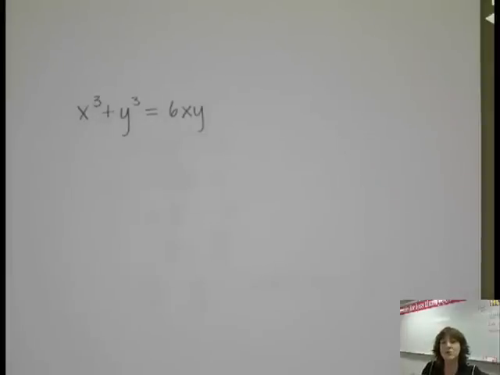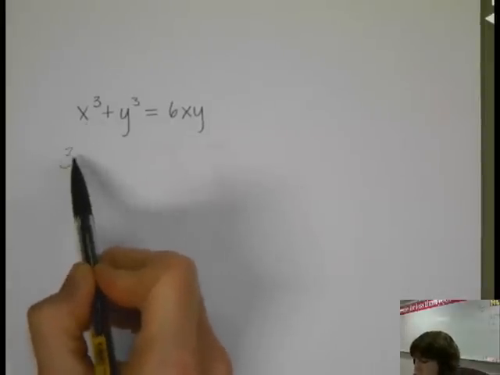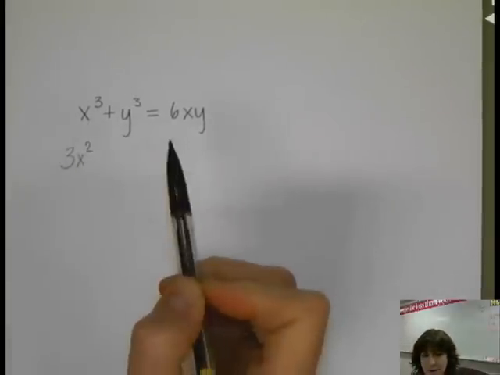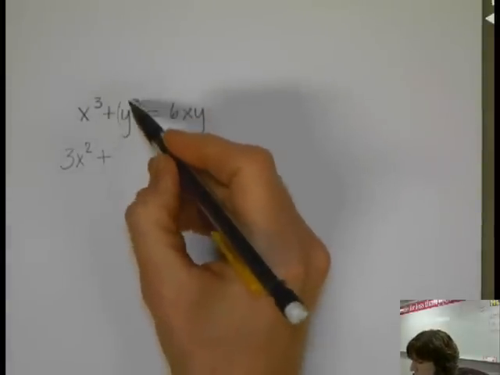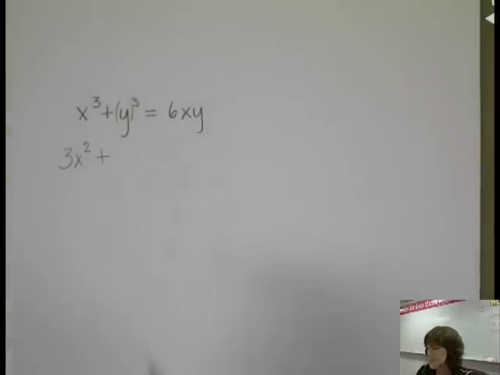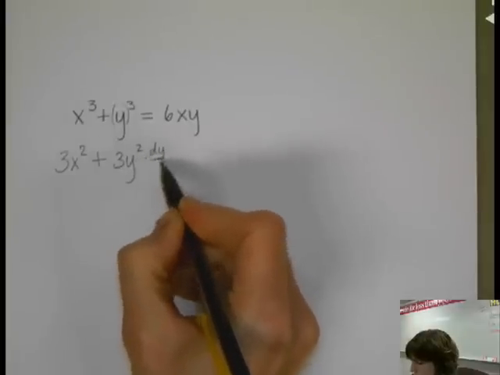And remember, the general rule is to take the derivative of both sides of the equation with respect to x and then solve for dy over dx. So the derivative of x cubed with respect to x is 3x squared. The derivative of y cubed with respect to x is really a chain rule now. And it's 3y squared times dy over dx.